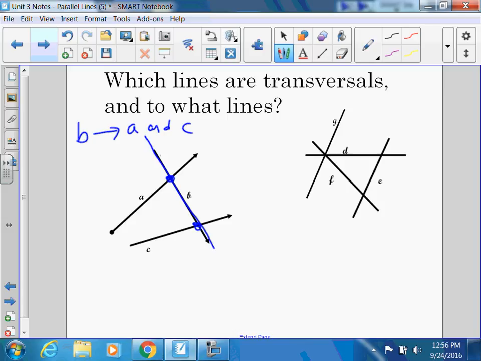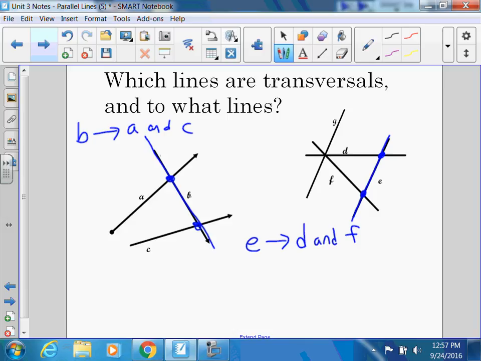Let's start off with E. Does line E intersect two other lines at different points? Yeah. E intersects line D and line F at this point and this point. Is E a transversal line to anything else? Does it intersect any other lines? I would say the answer to that is no. So E is only a transversal in one case in that diagram.